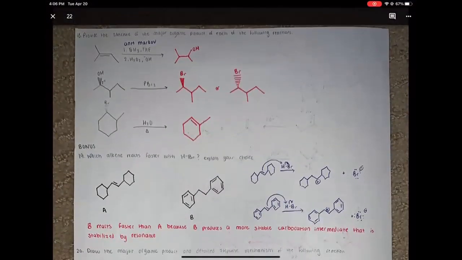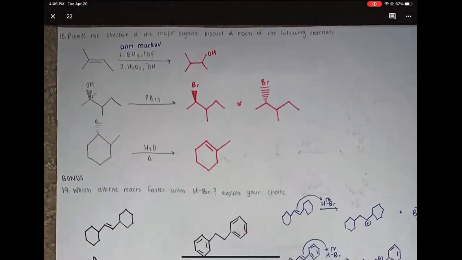Okay, provide the structure of the major organic product of each of the following. Here we have, yep, this is all stuff that you guys would need to know. We have BH3, THF, H2O2, OH, and what is something interesting that we know about this reagent?